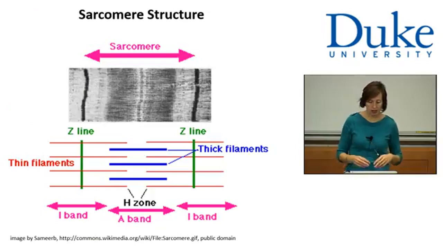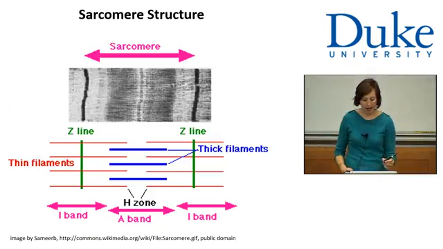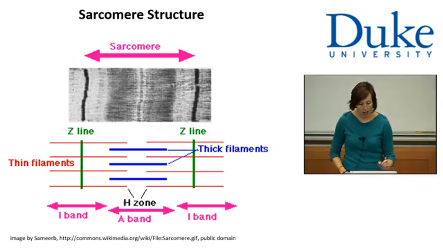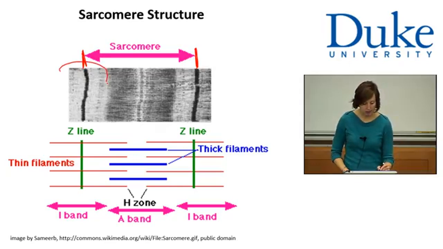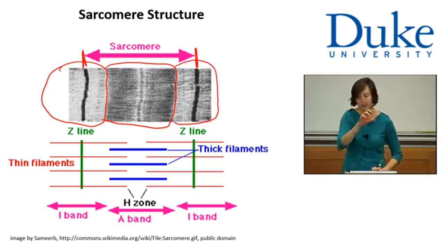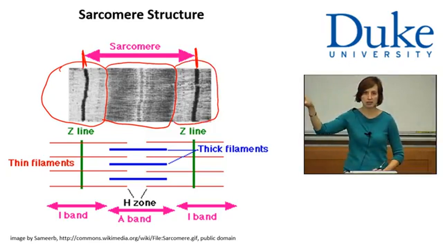So that's what we're going to start talking about now, where at the top of this image we have an electron micrograph of a portion of a myofibril that's showing you a single sarcomere. And you can see that it's got a light portion and a dark portion, and that those are alternating, so that if we had many sarcomeres, you would see alternating light and dark and light and dark. And this is going to be responsible for the striations.